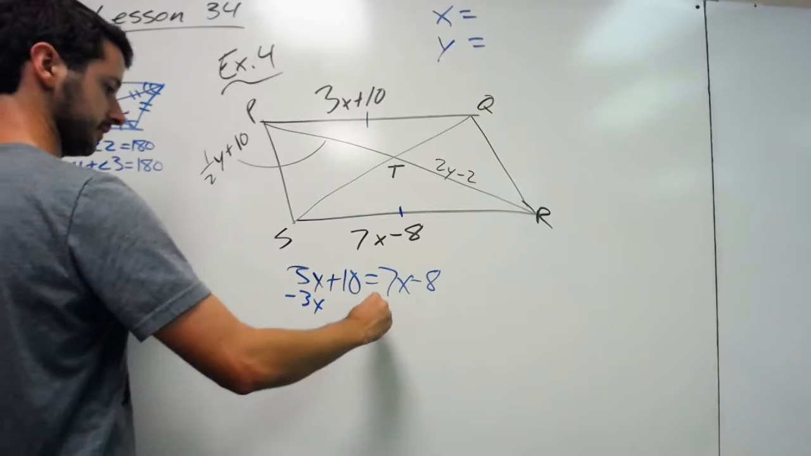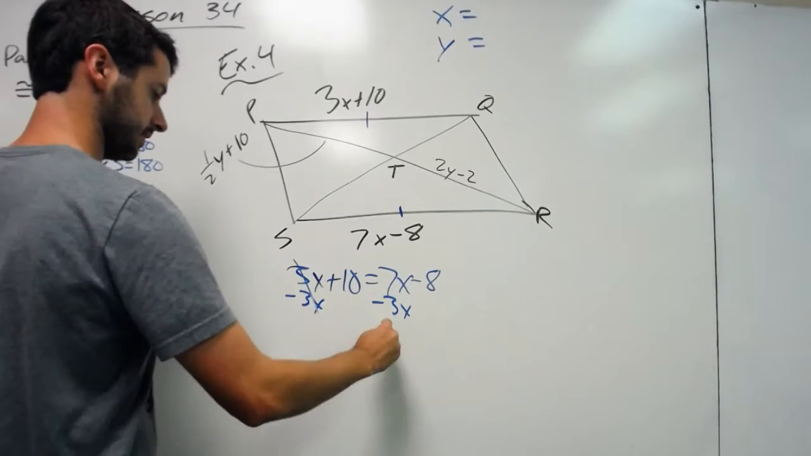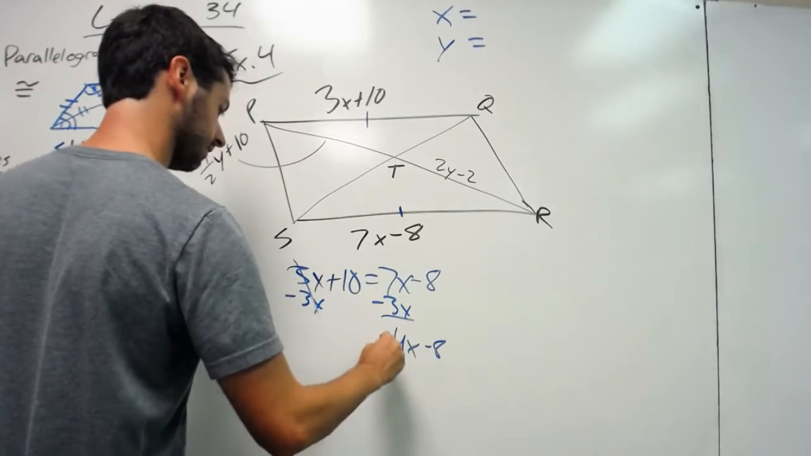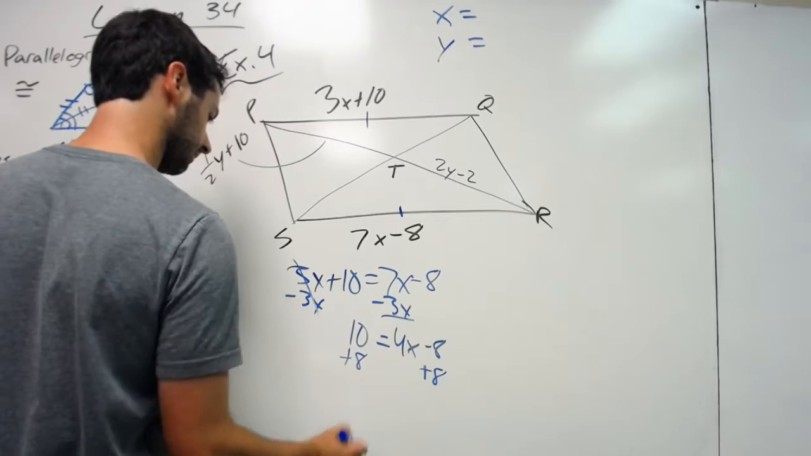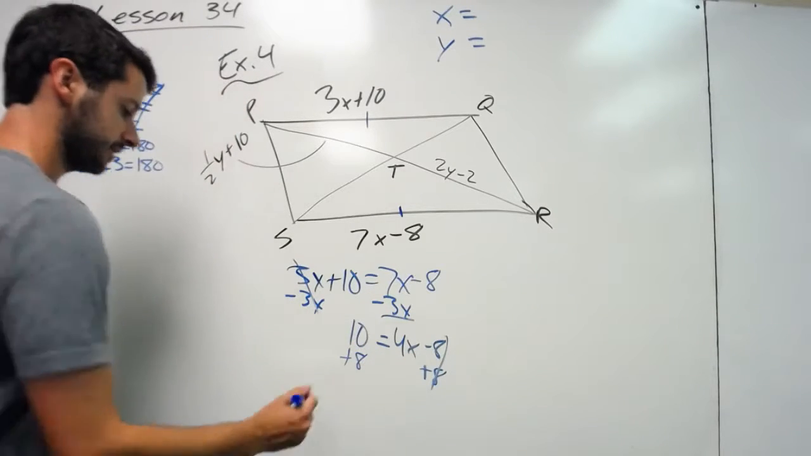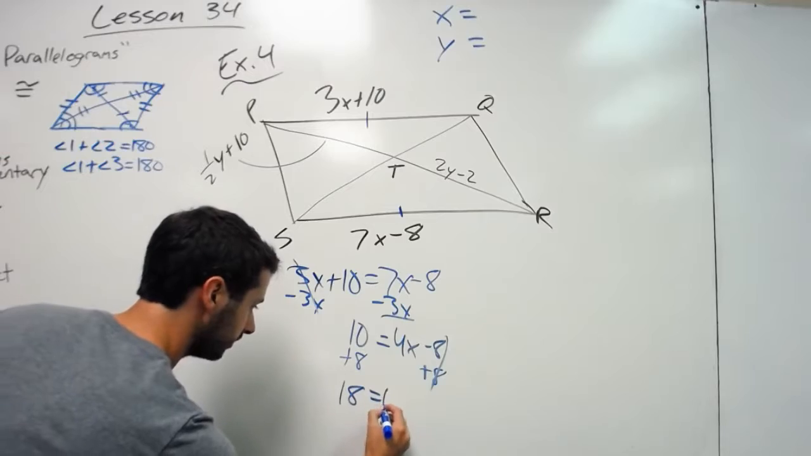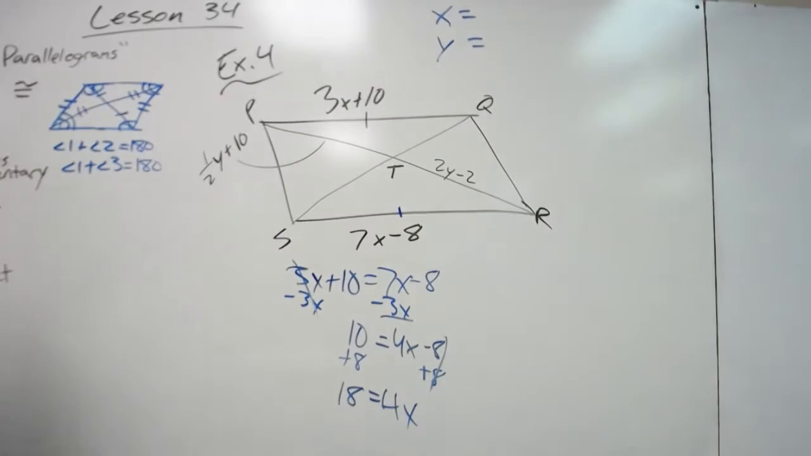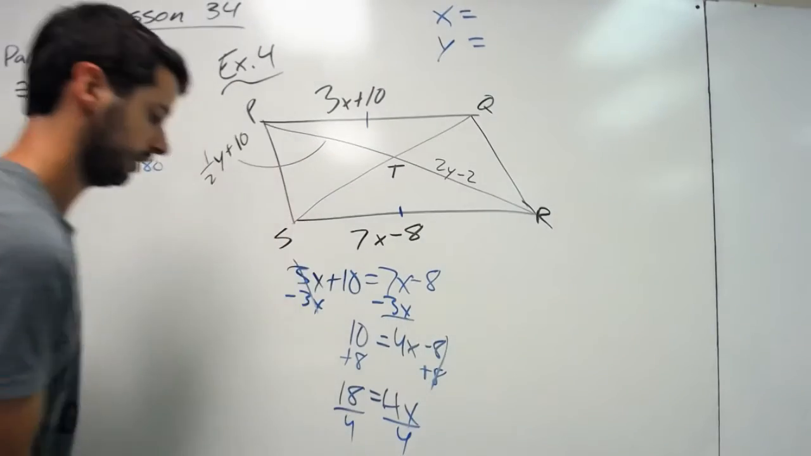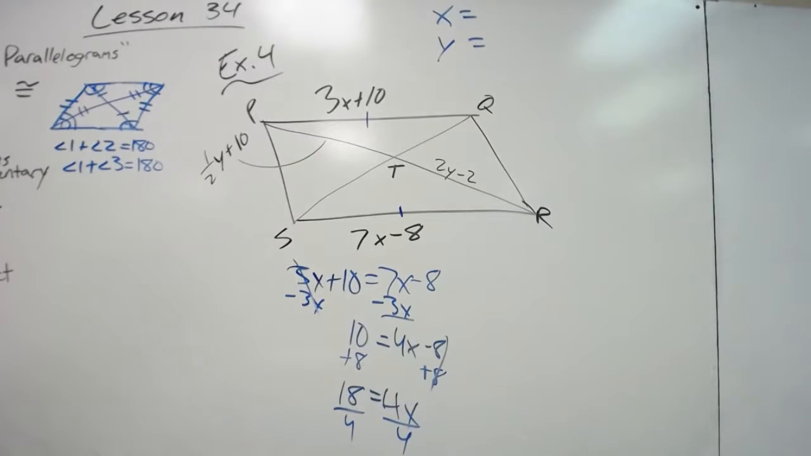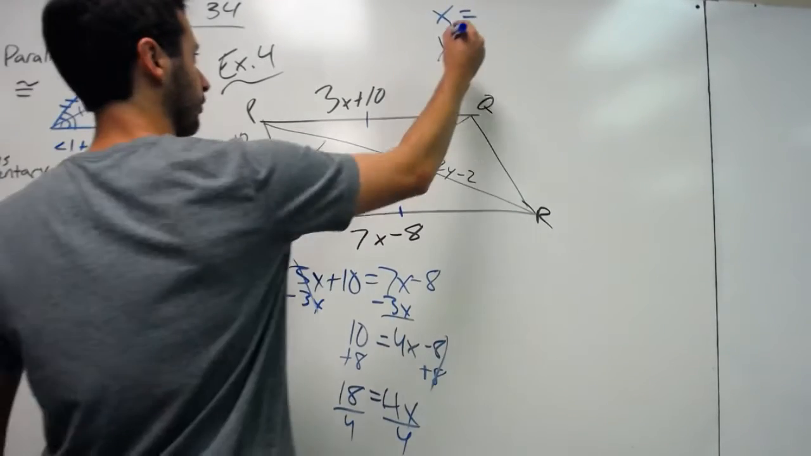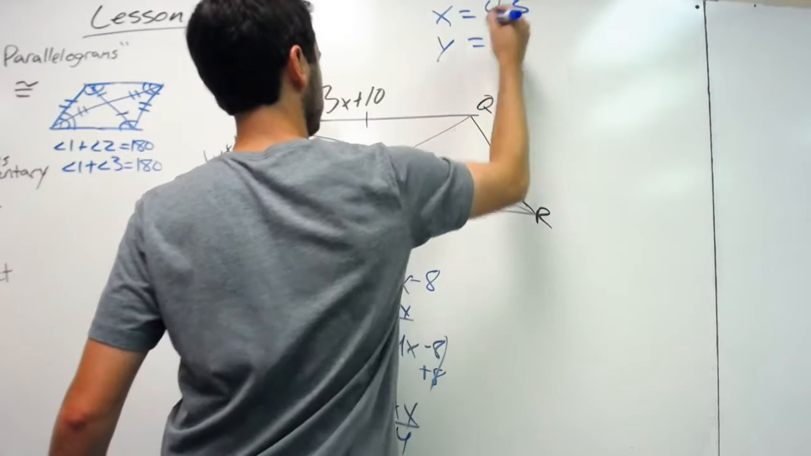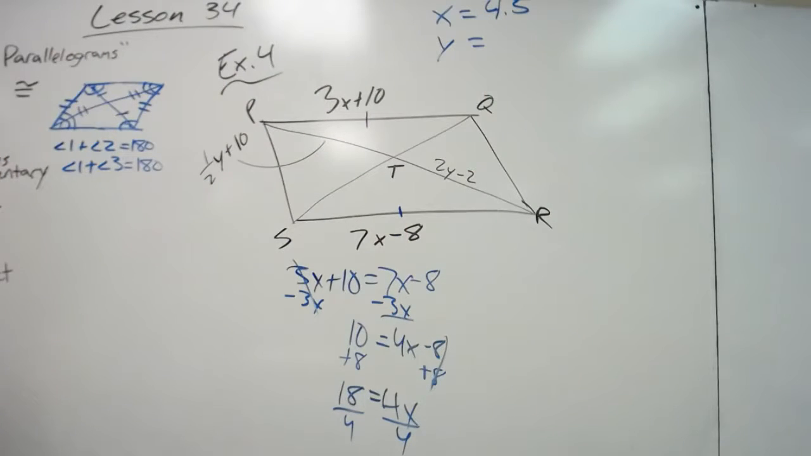Subtract the 3x from both sides to get 10 equals 4x minus 8. Add 8 to both sides to get 18 equals 4x. And then divide by 4. And you're going to get a fraction, but 18 over 4 would reduce to 9 over 2, or I'm going to call it 4.5. So x would be 4.5.